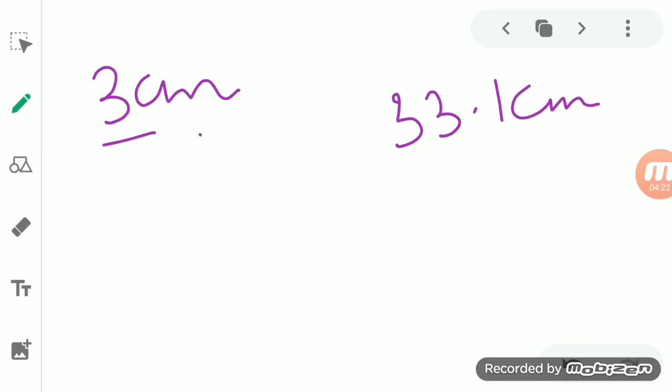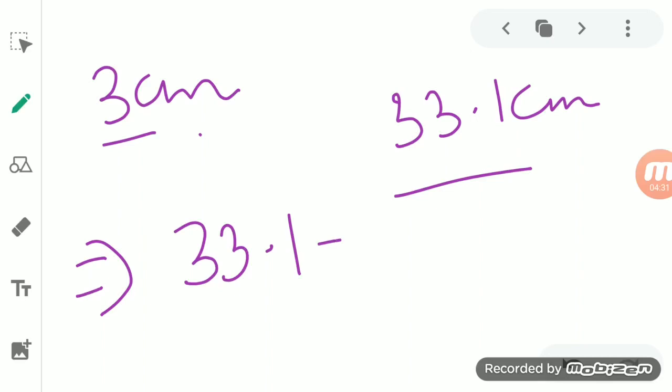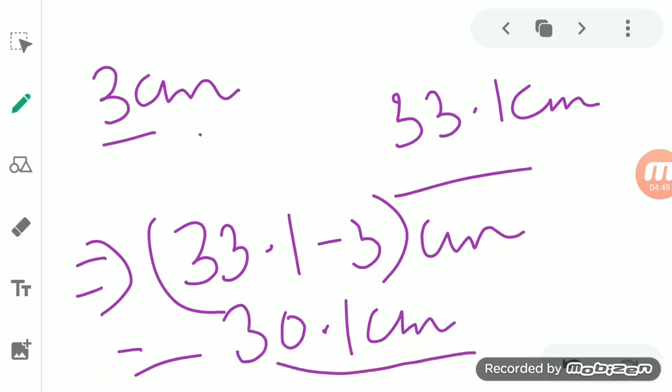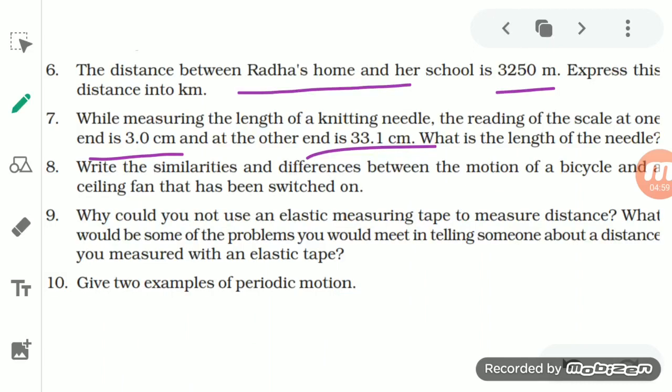So one is 3 centimeter, another is 33.1. So the length will be equal to 33.1 minus 3 centimeter. Okay, so 33.1 minus 3 will be equal to 30.1 centimeter. So the answer is, the length of the needle is equal to 30.1 centimeter. So you have to write in your copy the exact method by which you are solving the questions. Okay. Now see the next question.